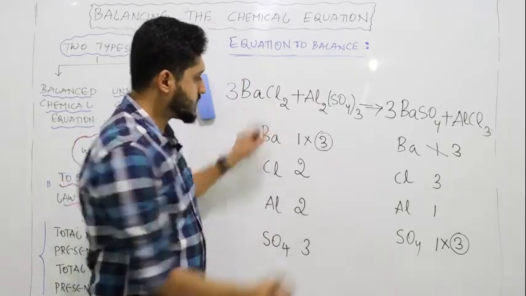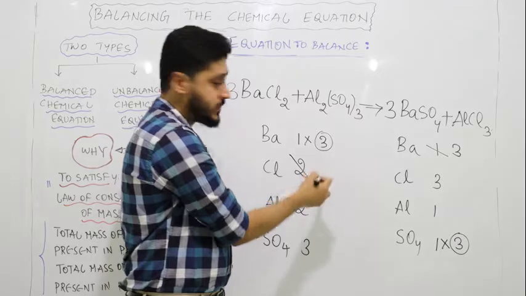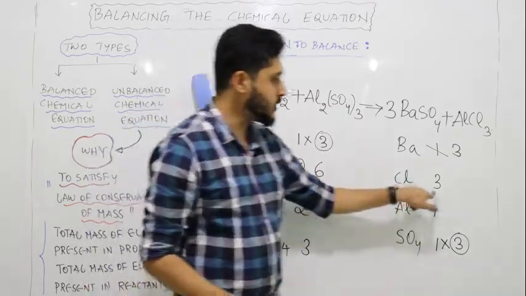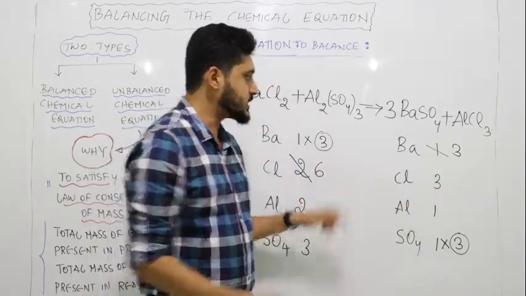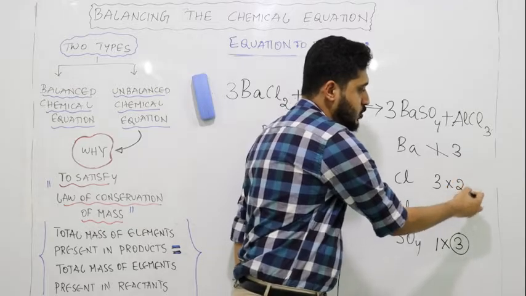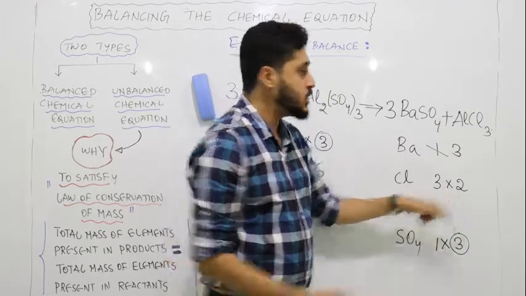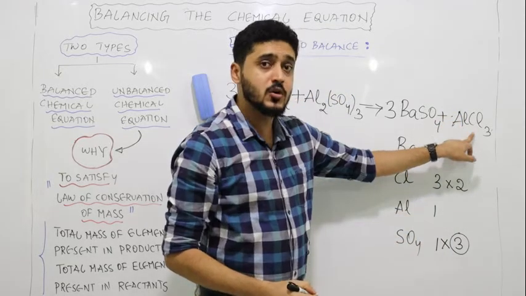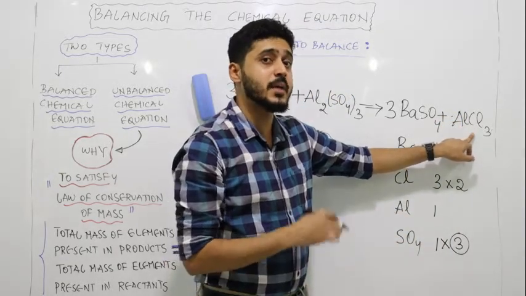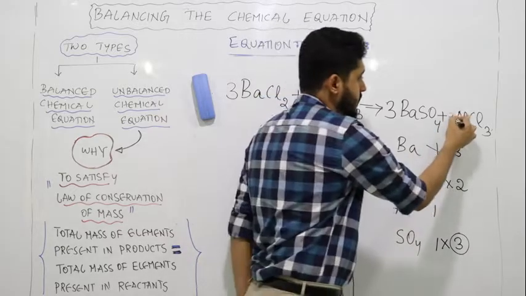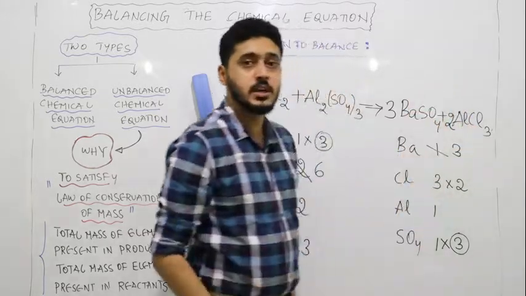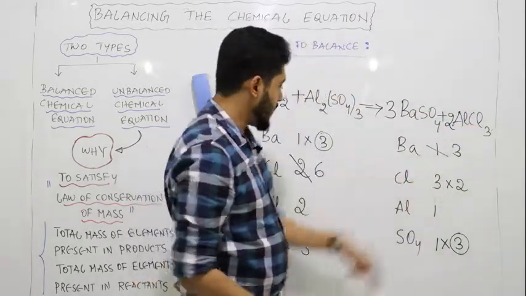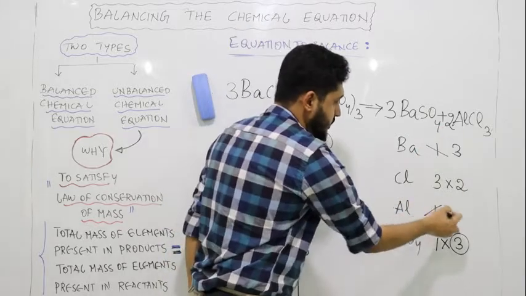Now chlorine becomes 6, 3 into 2. Here chlorine is 3, in order to make it 6 you have to multiply by 2. That multiplied number you have to put as a coefficient in front of aluminium chloride, because chlorine is combined with aluminium. So you put 2 in front of aluminium chloride. Now aluminium automatically becomes 2.